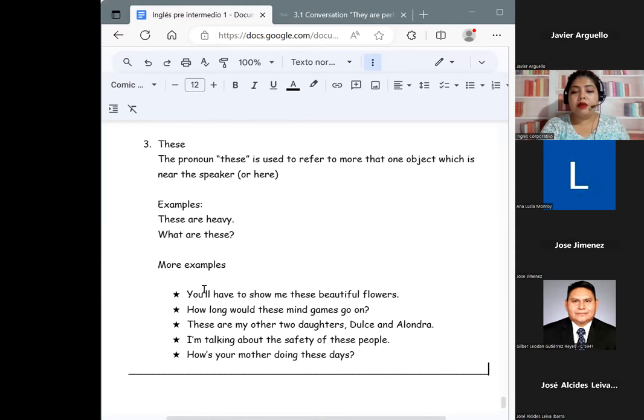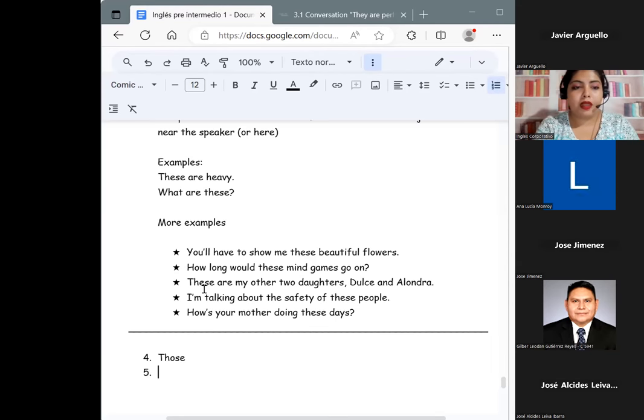Tenemos cuatro pronombres demostrativos como quizás lo más importantes. En este caso vamos a ver cuatro que son los principales, pero obviamente tenemos dos extras. Pero ahorita vamos con los primeros cuatro. So in this case, we have number four. And is those. So it says that the pronoun those is used to refer to more than one object which is far from the speaker.